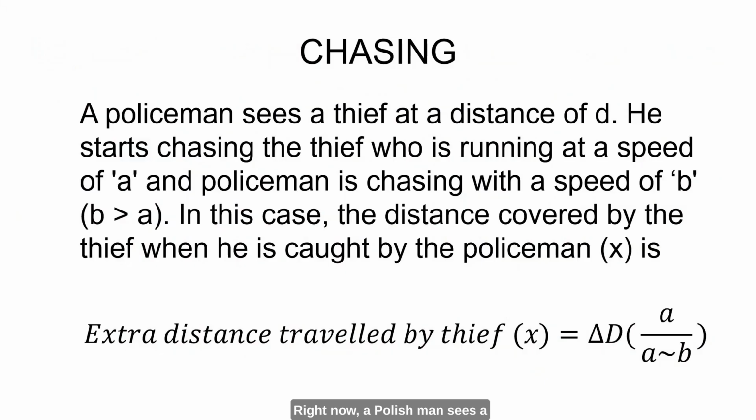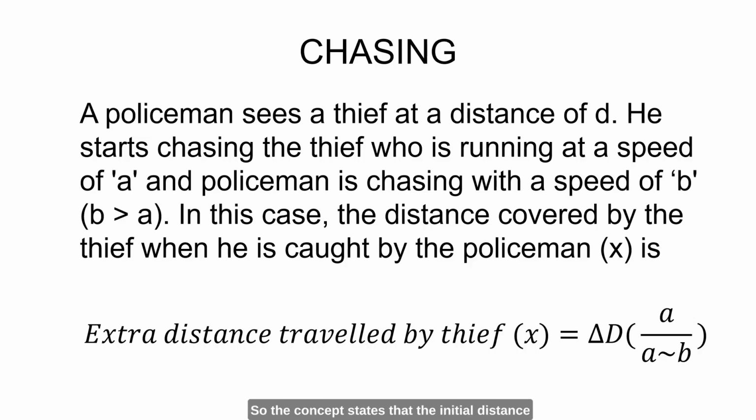A policeman sees a thief at a distance of d. He starts chasing the thief who is running at a speed of a and the policeman is chasing with a speed of b. Always b is greater than a. In this case, the distance covered by the thief when he is caught by the policeman is, so this concept is referred to as chasing. It is an extension of the concept what we learned just now.